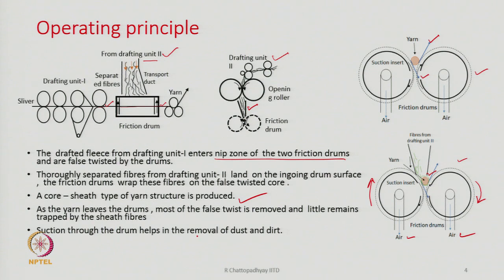Suction also helps in the removal of dust and dirt. That is an additional advantage we get, because we are sucking at the yarn formation zone. So, if we process cotton, some dust particles are expected, they will be sucked.